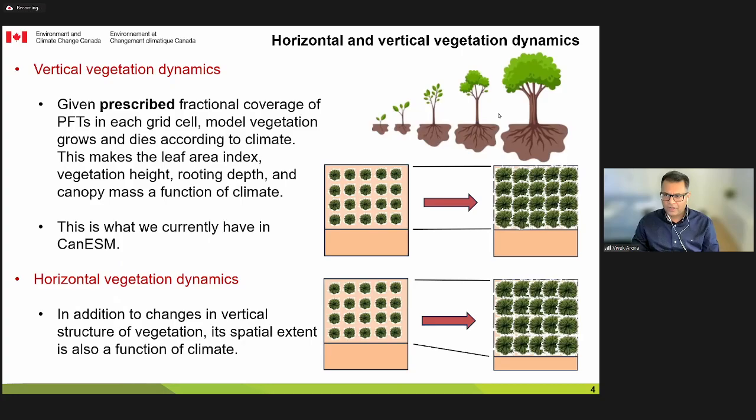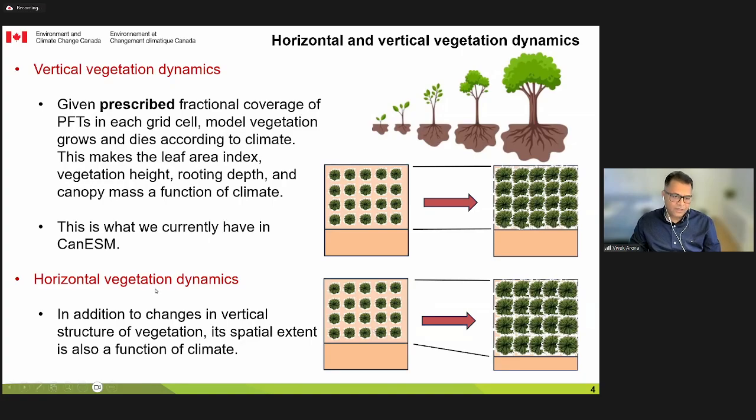Okay, before I go a little further, I just want to give a brief introduction to vegetation dynamics. The way I think of this is that there are 2 aspects to vegetation dynamics. The first one is, if you have a prescribed coverage of vegetation in a grid cell, then the model vegetation grows and dies according to the climate. So what this does, in this top example here, is it makes the vegetation structural attributes, leaf area index, vegetation height, rooting depth, and canopy mass a function of climate. And this is what we currently have in CanESM.